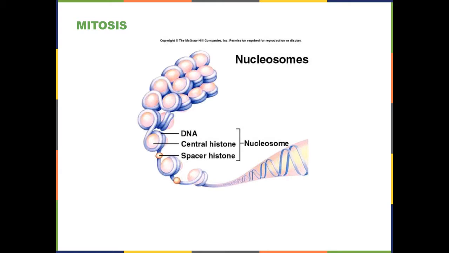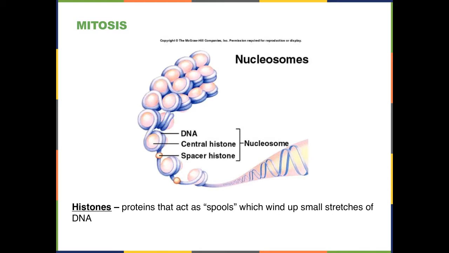Let's continue on. You will remember in the last lecture we ended up talking about DNA and chromosomes, and we had mentioned the term histone, and so I wanted to go into that in a little more detail. A histone is a protein that acts like a spool which winds up certain parts of DNA.